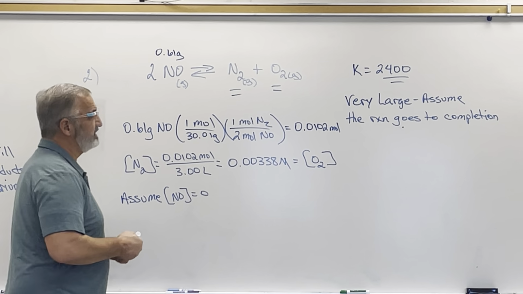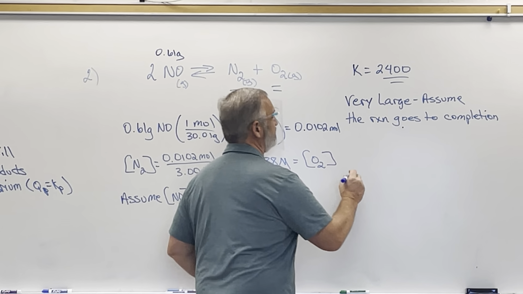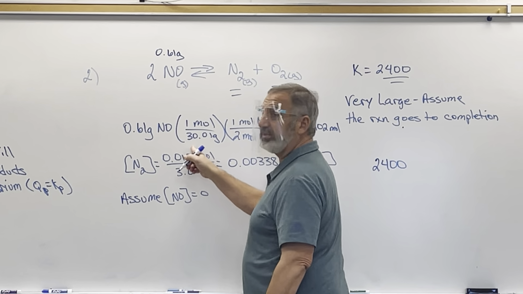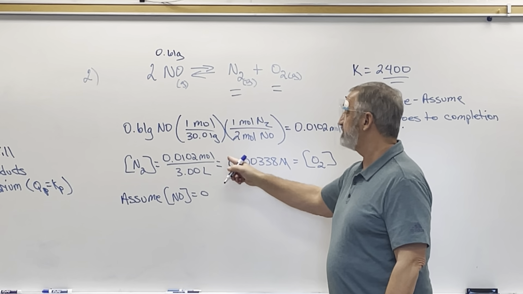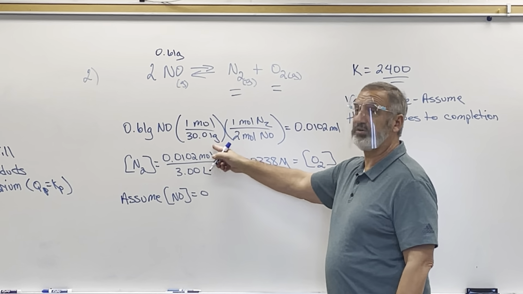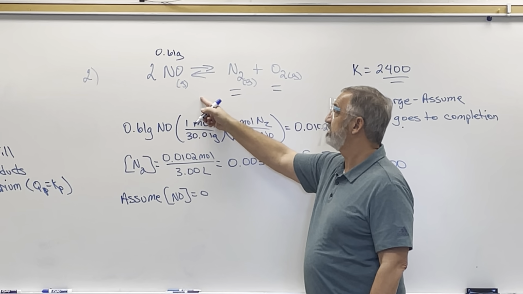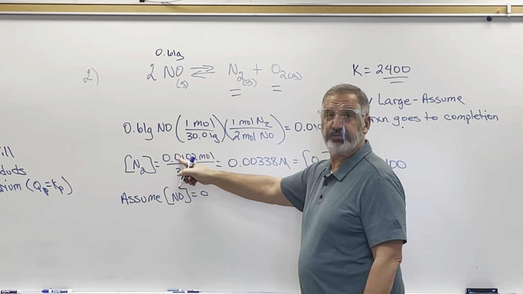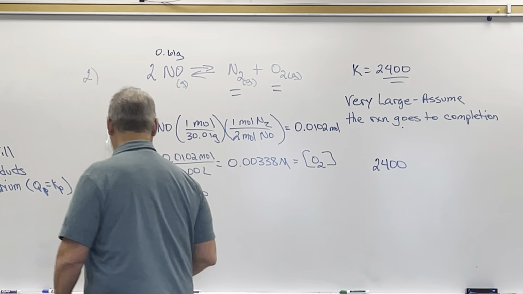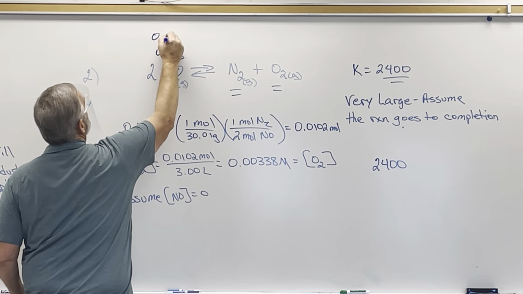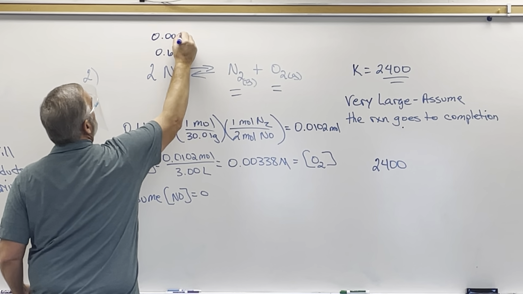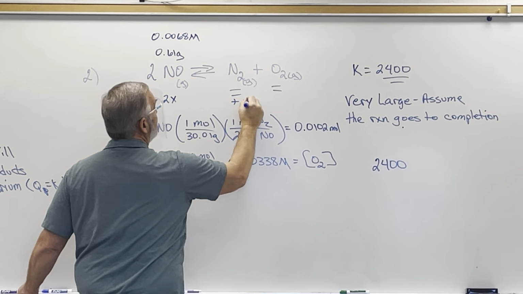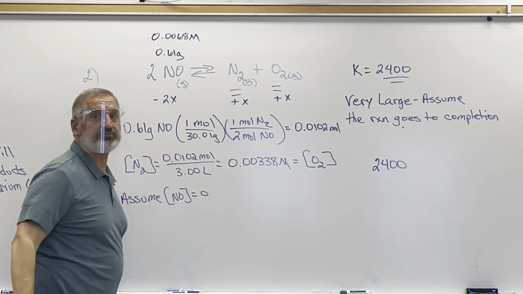So, in other words, they went and just did it with 2400, whatever it is. Did you do this part? Or did we just do 0.61, figure out how many moles, the initial concentration of this? 0.61 divided by 30 divided by 3. Yeah. And what did that come out to? 0.0068. So then we did minus 2x plus x plus x.